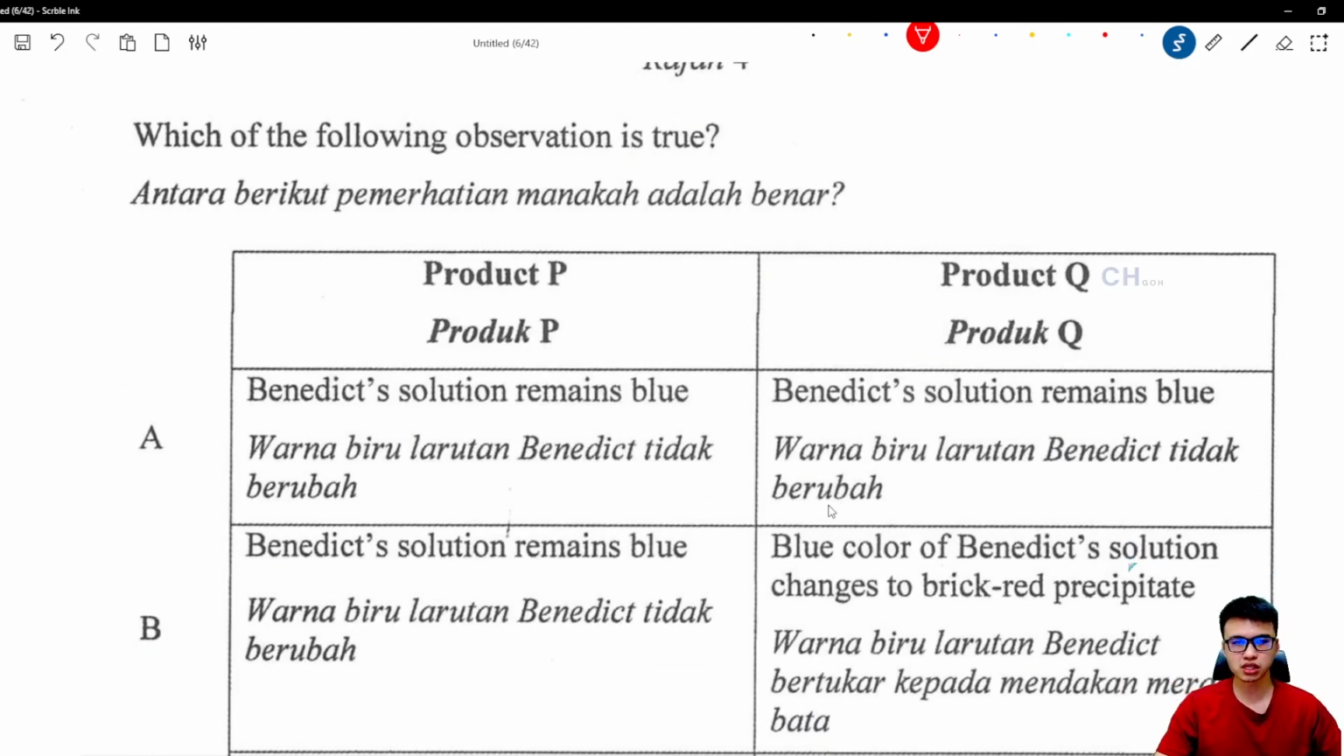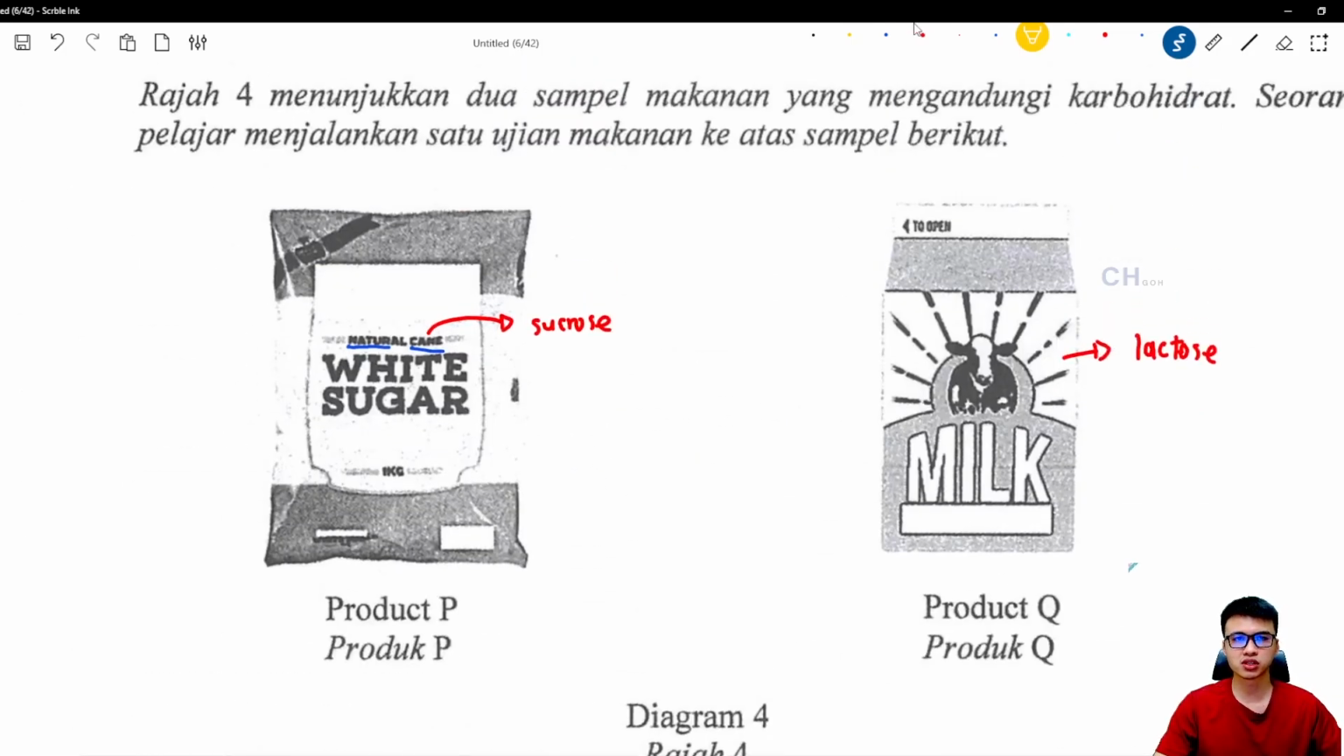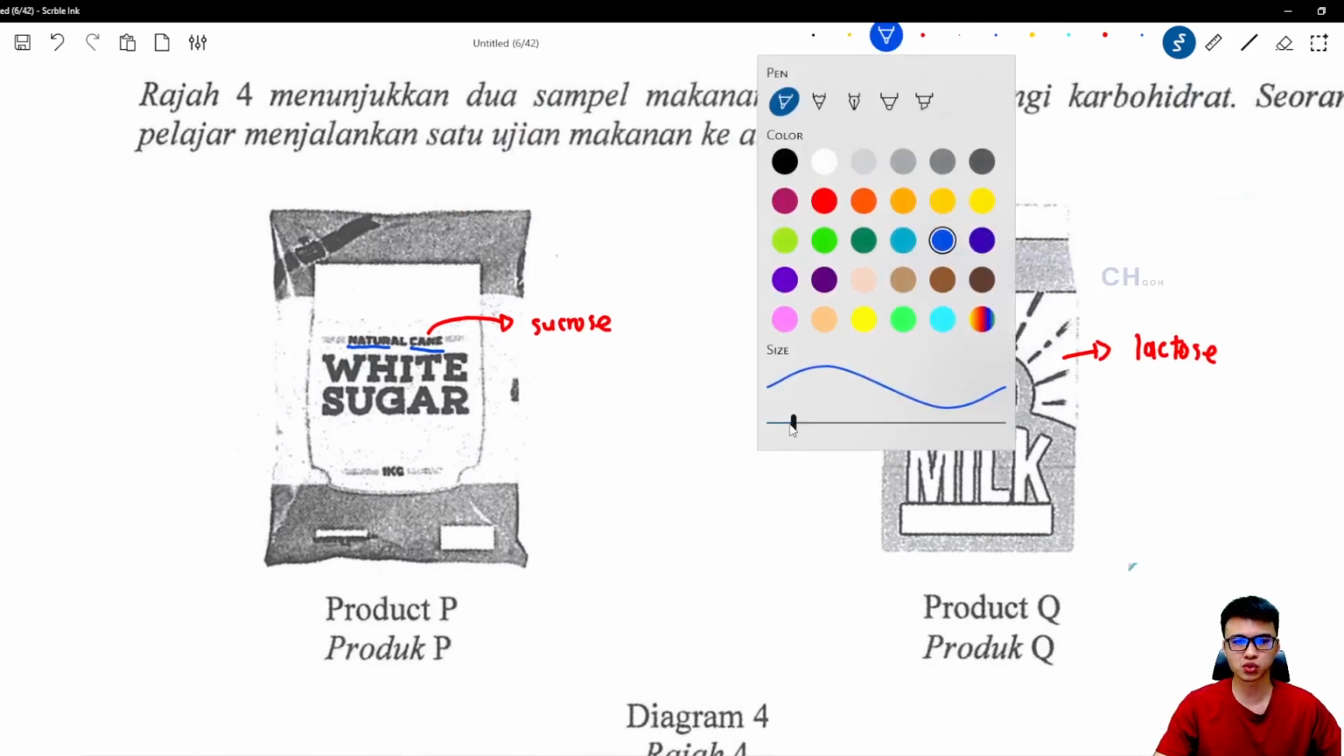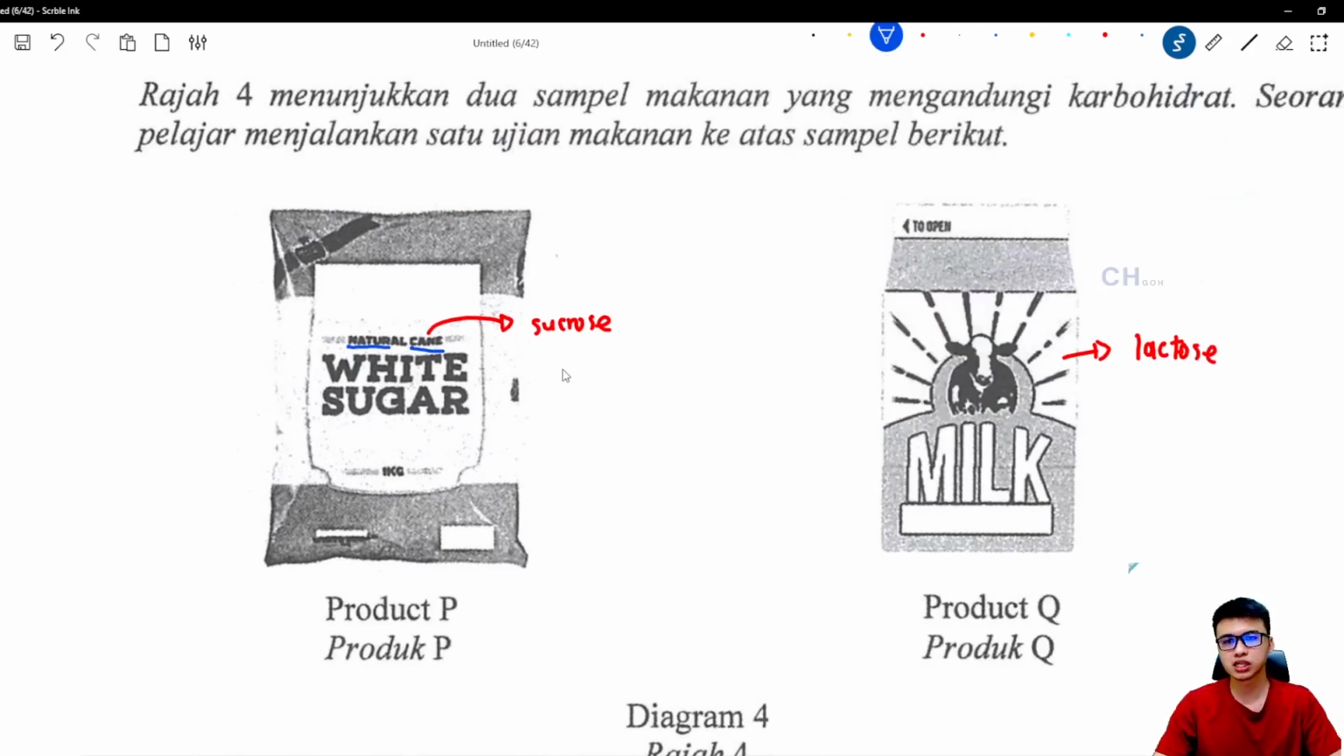Now, we are using the Benedict test here, Benedict solution, to test the presence of reducing sugar or not. So in order to answer this question, you guys need to know which one is the reducing and which one is the non-reducing sugar. Sucrose is the non-reducing sugar, and lactose is the reducing sugar. The lactose will reduce the copper ions into the brick red precipitate.